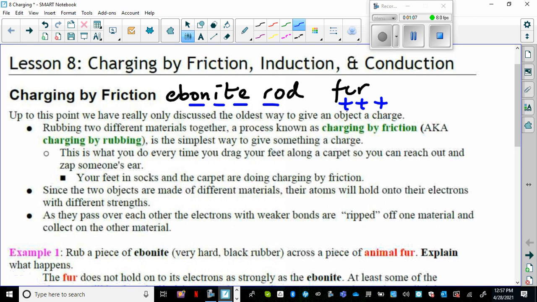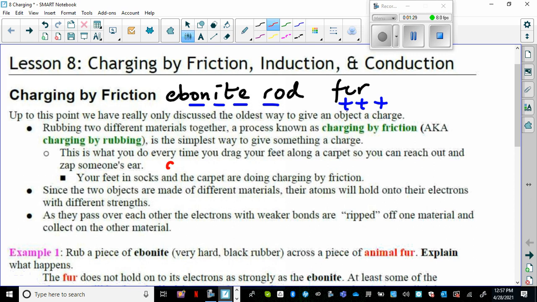Electrons get transferred from the fur to the ebonite. They both start off neutral, and so overall the ebonite now is negatively charged. The fur is positively charged, but the overall charge of the whole situation is still zero, right? The conservation of charge. So that's one way you can charge an ebonite rod.